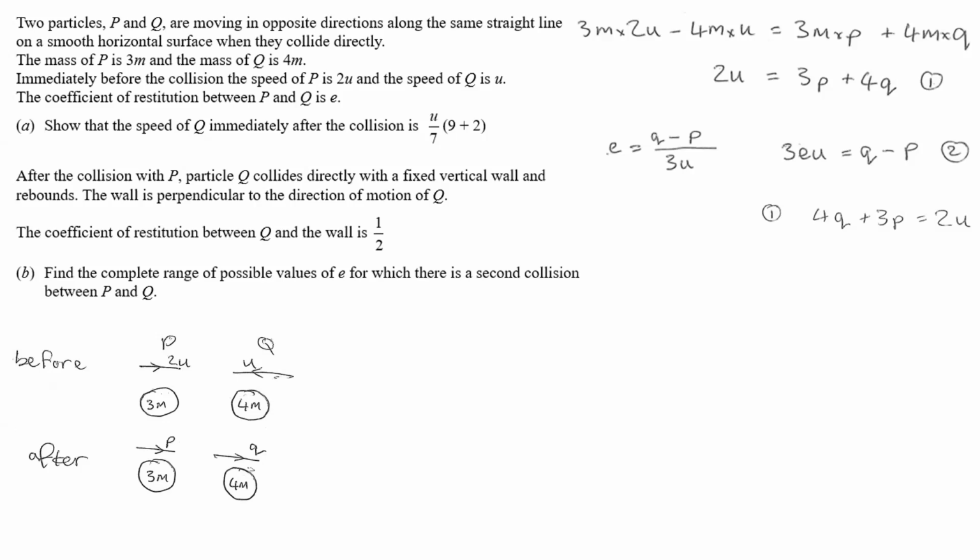Equation 1 was that rearranged, and so what I did, I got equation 2, multiplied it by 3 to get that 3 in front of the P, and I added them, and I ended up with that divided through by 7. In the question, it should say 9e plus 2. The e is missing from the 9, but what I've just written there is the correct answer.